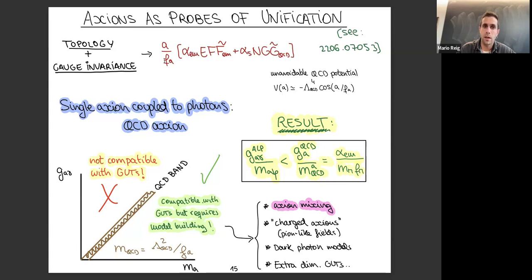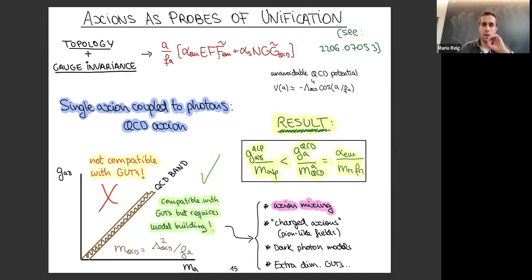Now, I haven't told you anything about the decay constant. The decay constant is very important to know in the context of the QCD axion to know the mass. But at this point, I haven't said anything. But what these arguments are telling you is that you don't know where exactly, but the axion coupled to photons in the context of GUTs necessarily lies on top of the QCD band. Okay, just because of this argument.